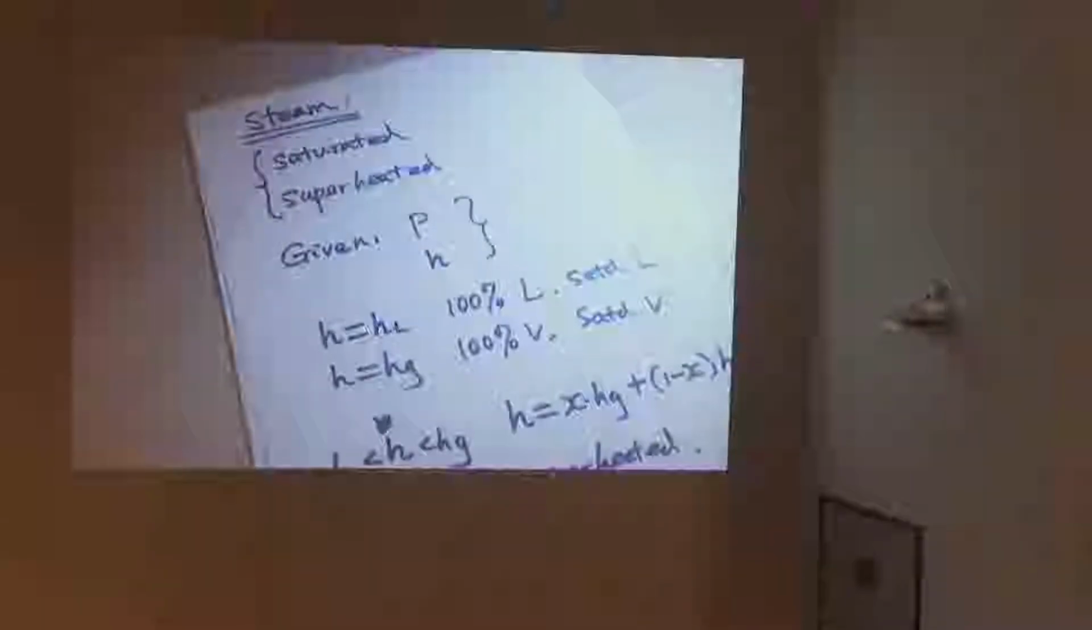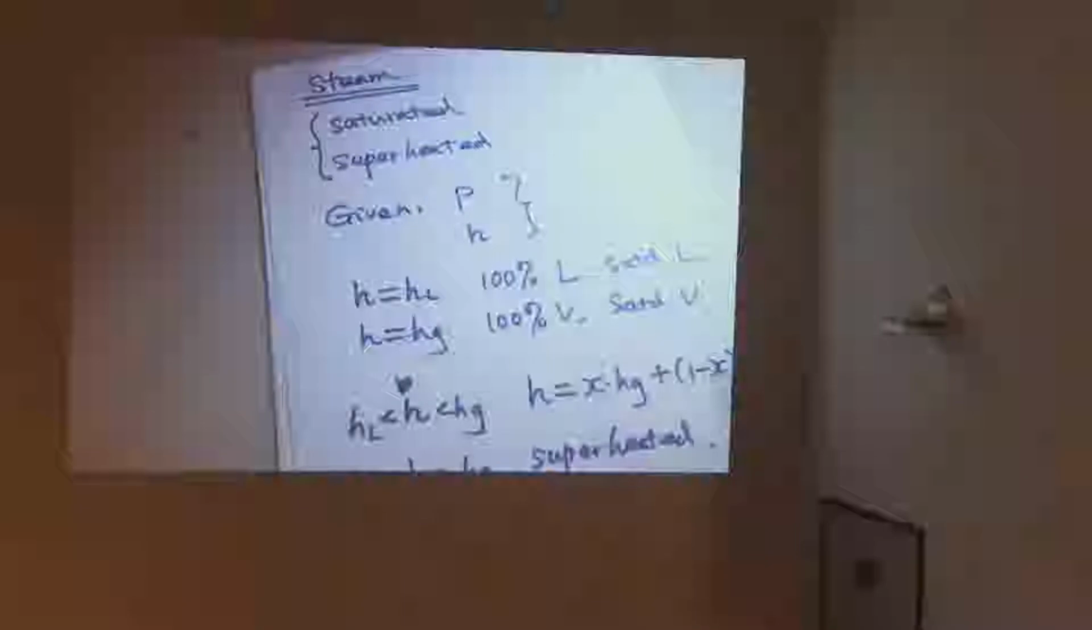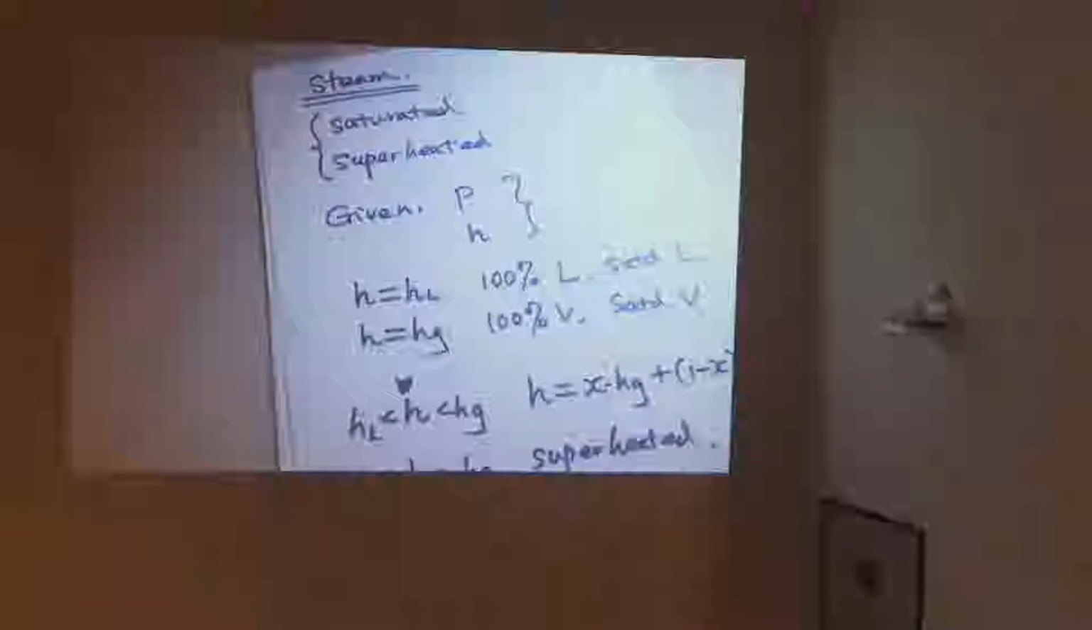Pressure and enthalpy are given. Okay. Once you know these two given, you need to check what state. So how to check? Then you have to find the values for 100% liquid and 100% vapor. Remember how to find it? So from the steam table, you have that column. Please try to learn how to use the steam table properly.